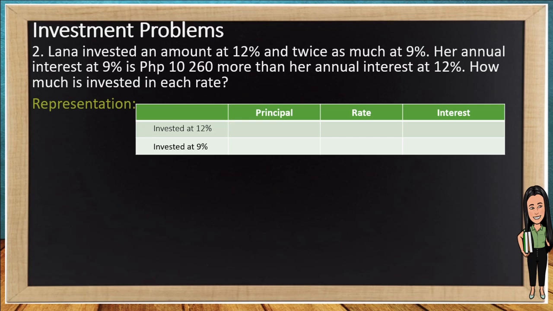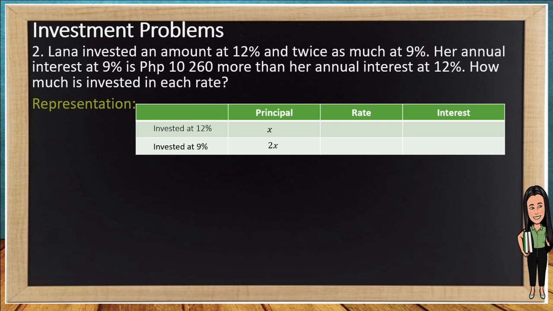According to the question, kasi walang binigay na total amount of her investment. Ang binanggit lang, she invested an amount and twice of that amount she invested at the other percent or yung rate. I-represent natin yung unang investment niya using a variable. So, let's use X. And then, twice as much dun sa 9%, that is 2X.